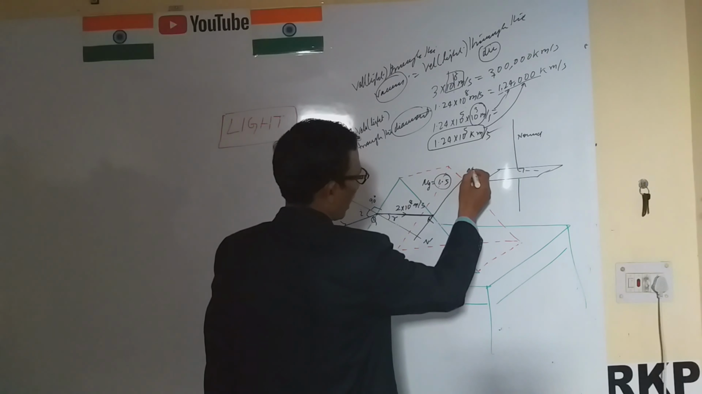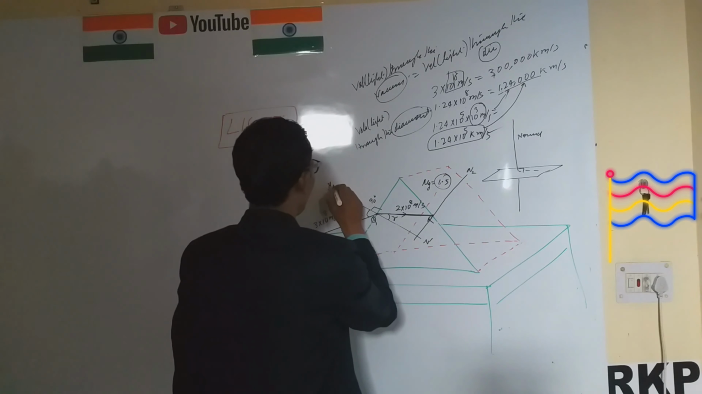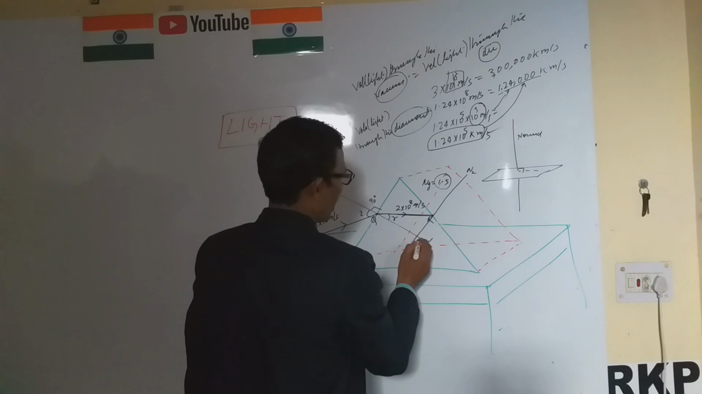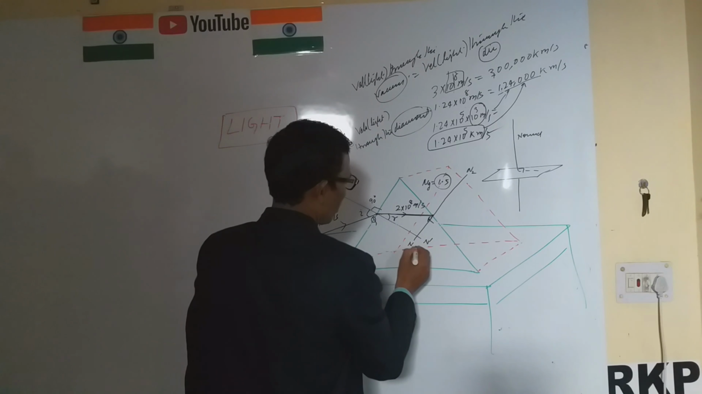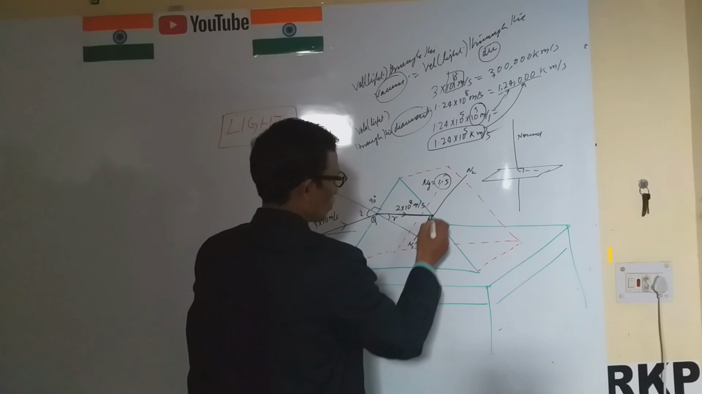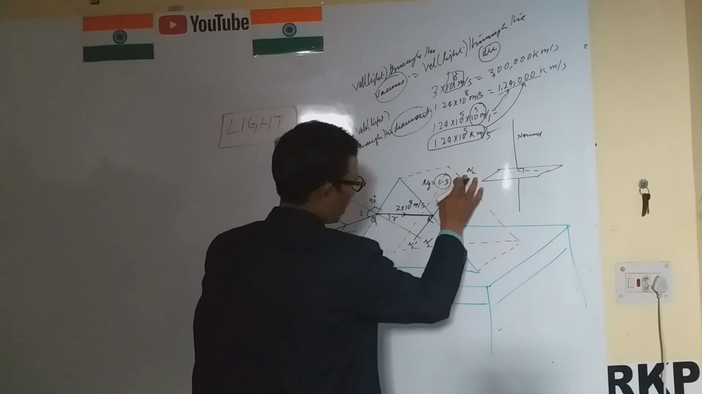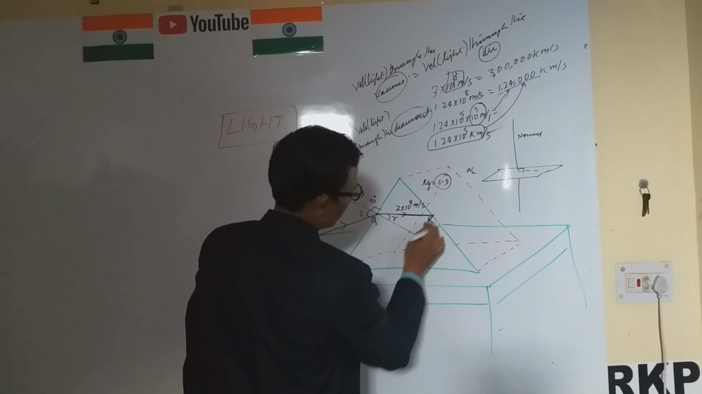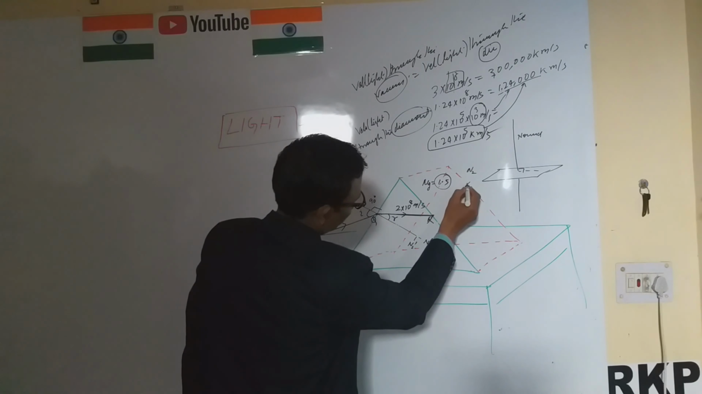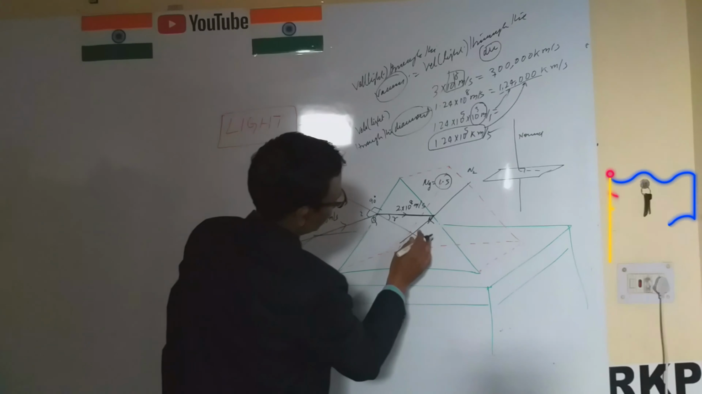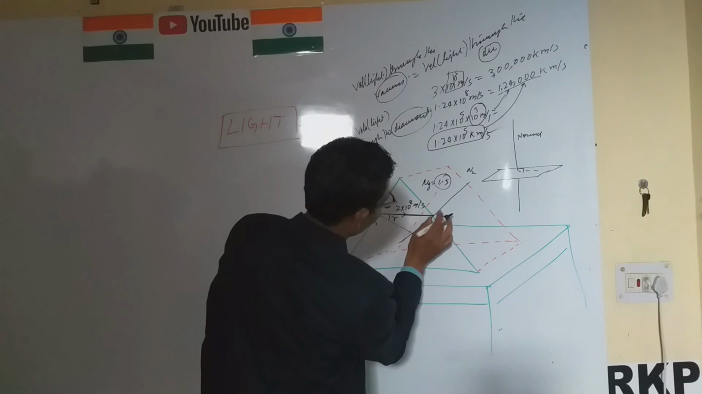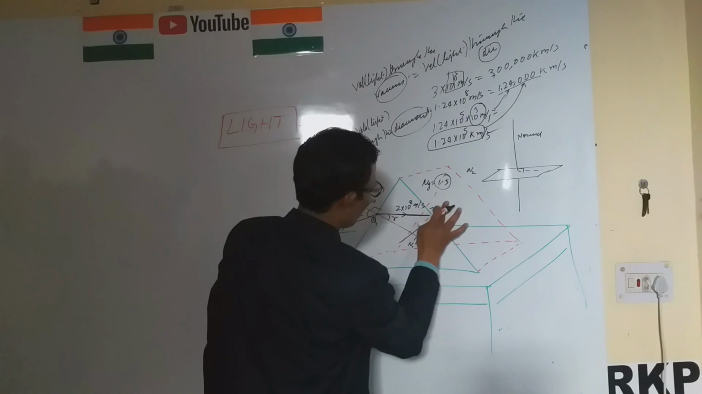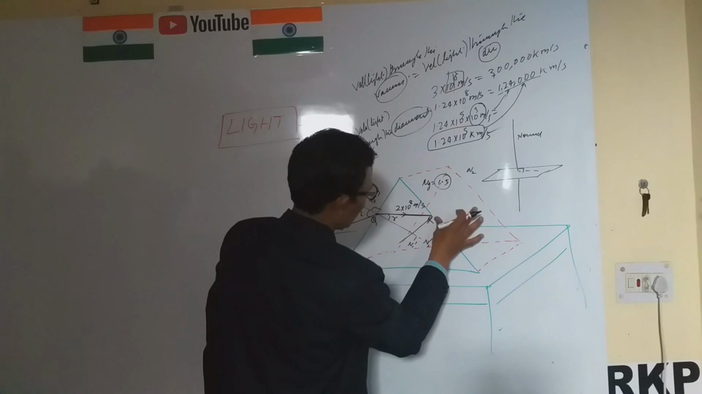In the normal N2, this is N1, and here is N1, N2 dash. So here is the normal. The normal is like this. This is the normal. Okay, this is the normal. This is not the normal. Okay, the normal is here.